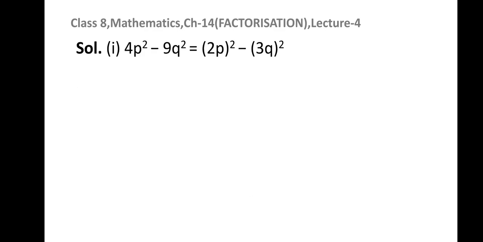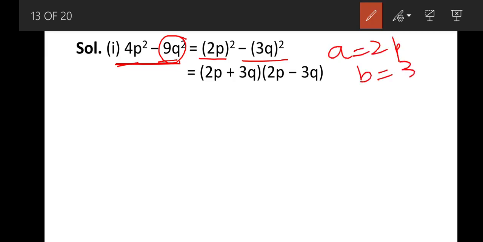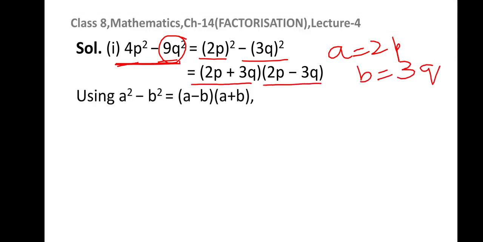Let us move to the first part solution. Here, as you all know, this is a square and this is also a perfect square, and here we have the difference of two squares, so we need to use identity number 3. So 4p square can be written as 2p square, 9q square can be written as 3q square. So a square, where a here is 2p, b here is 3q, a square minus b square is equal to a plus b, a minus b. You are supposed to mention the identity along with every question, like I am writing the identity everywhere. So likewise, you are supposed to mention the identity which you are using in the question along with every part. So this is what I explained.